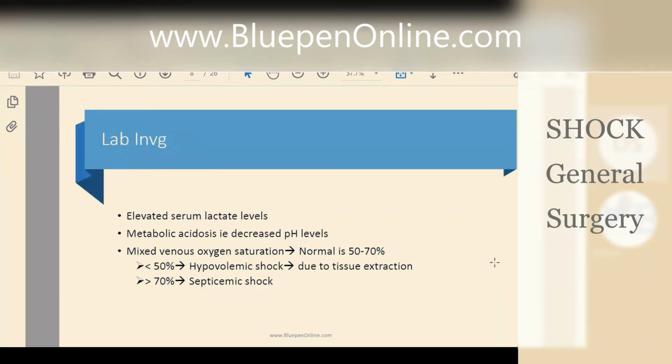It will be the pH level, and there will be the mixed venous oxygen saturation. Normally it is about 50 to 70%, but in hypovolemic shock it will be less than 50% due to tissue extraction, and then in septicemic shock it will be more than 70%.